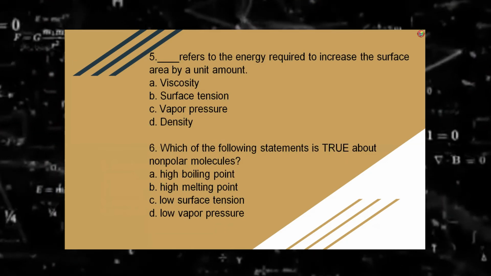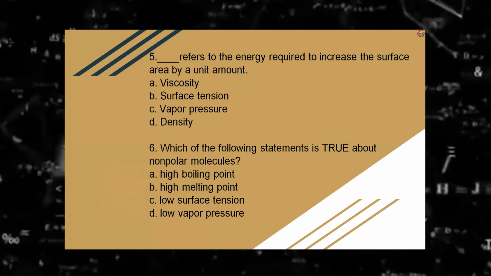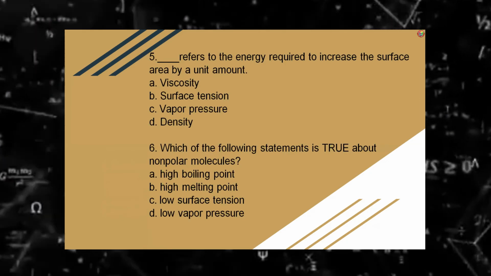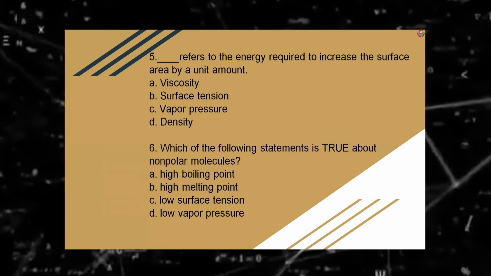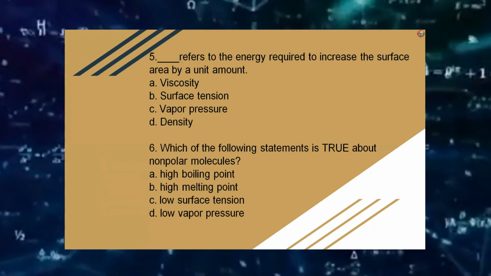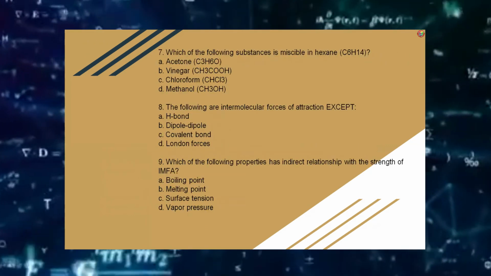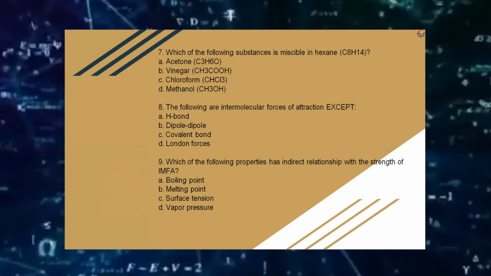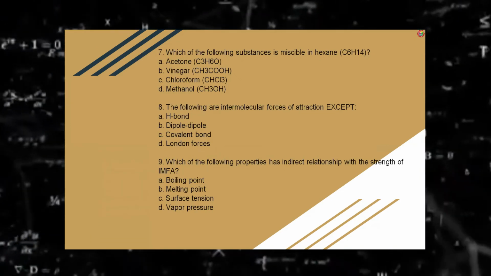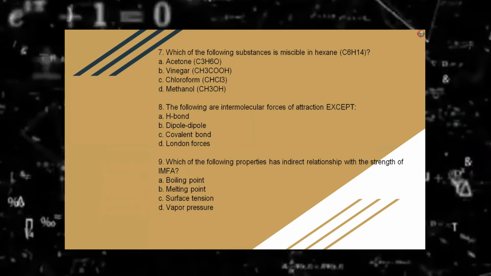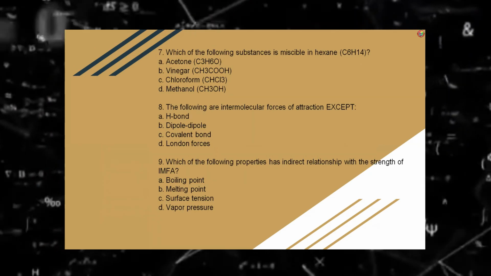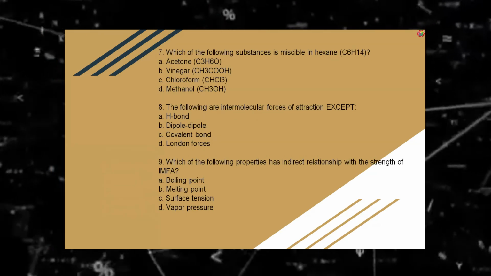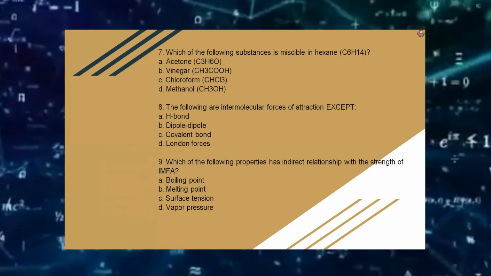6. Which of the following statements is true about nonpolar molecules? A, high boiling point, B, high melting point, C, low surface tension, D, low vapor pressure. 7. Which of the following substances is miscible in hexane? A, acetone, B, vinegar, C, chloroform, D, methanol. 8. The following are intermolecular forces of attraction except A, hydrogen bond, B, dipole-dipole, C, covalent bond, D, London forces.